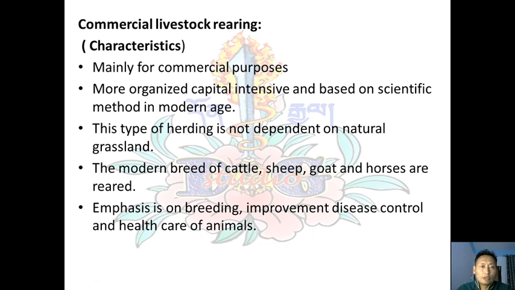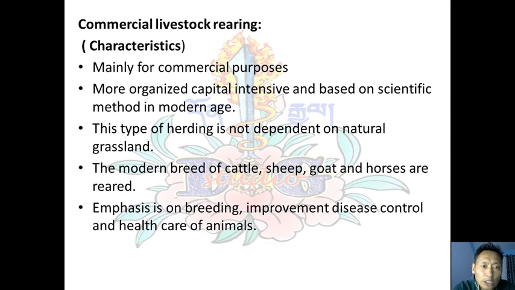Next type of nomadism is called commercial livestock rearing. The following are the characteristics of commercial livestock rearing. This type of rearing and grazing of animals is mainly for commercial purposes. It is the modern, scientific way of rearing and grazing of animals, mainly for commercial purposes. That type of activity, rearing and grazing of animals, is called commercial livestock rearing.